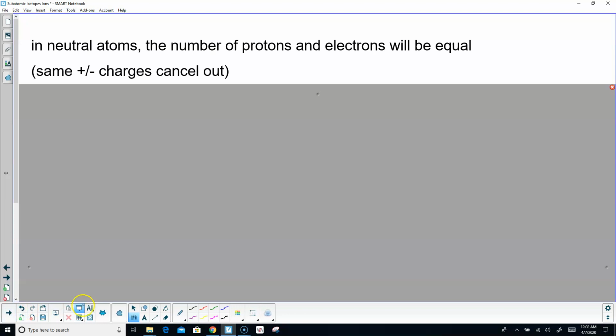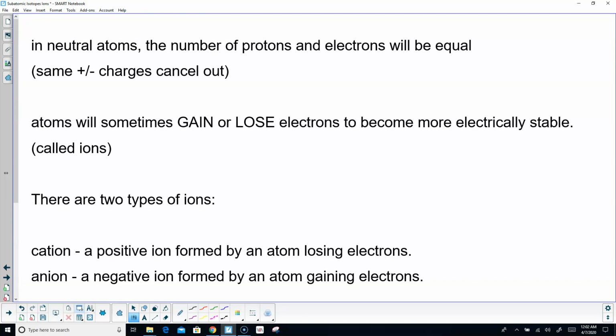Okay, now the next thing, you'll notice it says in neutral atoms the number of protons and electrons are equal. So the positive and negative charges will cancel each other out. Nature loves things to be equal. They don't like having charges on things. If things get charges on them, they tend to try to lose them by forming compounds, by sticking to other atoms to lose them. So in neutral atoms, usually you're going to have the same number of protons and electrons. However, there are times when elements will either gain or lose electrons in order to try to become more stable. When they do that, they're called an ion.